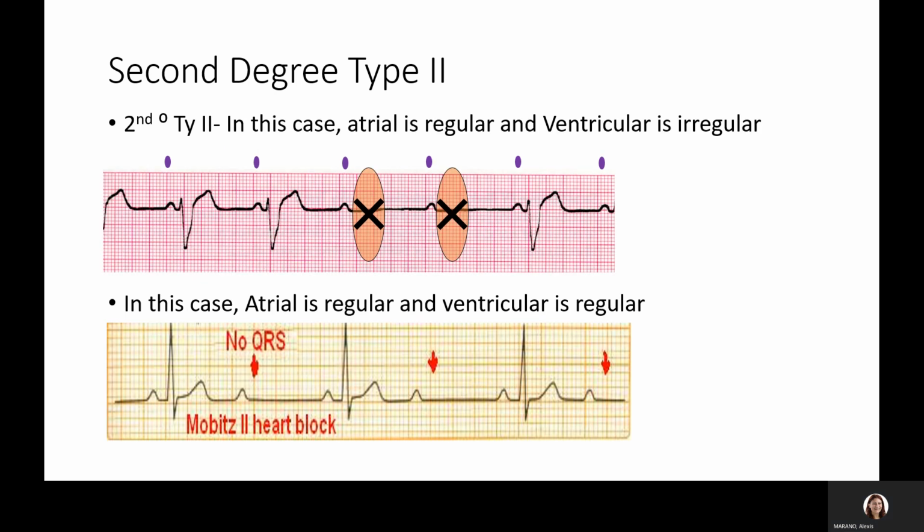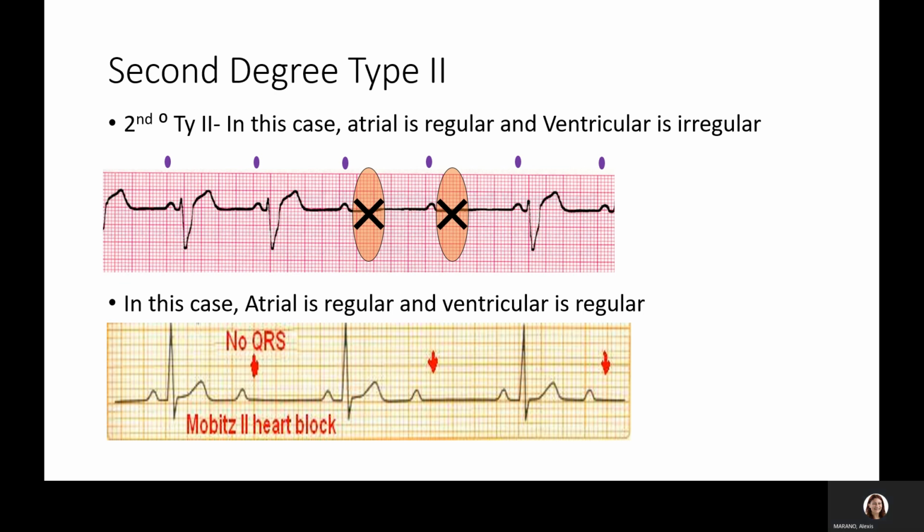In a second degree type 2, your atrial rhythm again is regular, and your ventricular rhythm could be either regular or irregular. It could be either way. So in this top picture I'm showing you, it is irregular. And the reason why we say it's irregular is because it's missing two QRS complexes. But as you can see, the SA node is firing regularly. We know exactly where the SA is going to be giving us the P wave, and we don't know when the next QRS is coming.